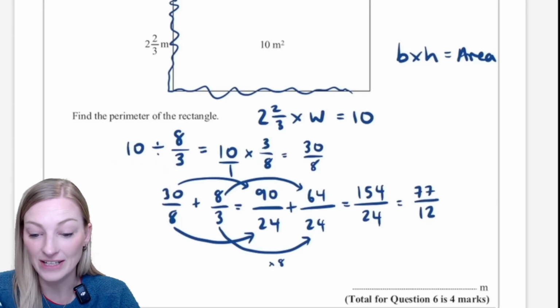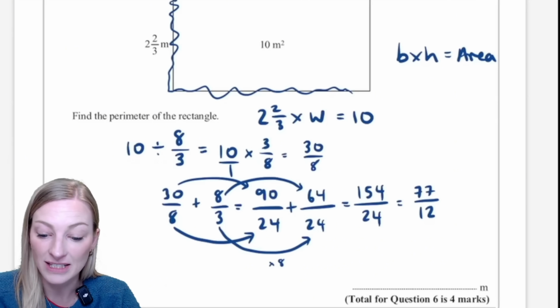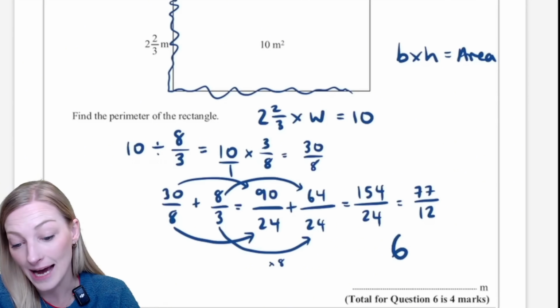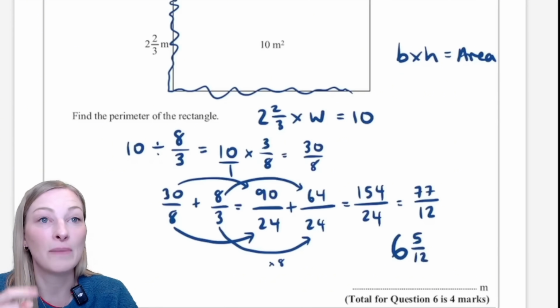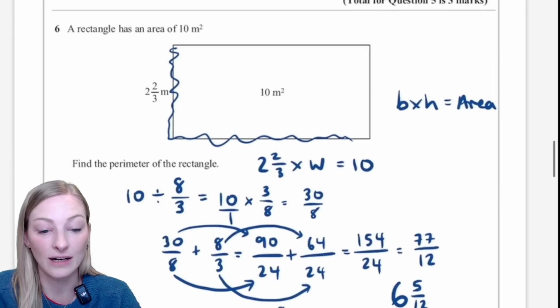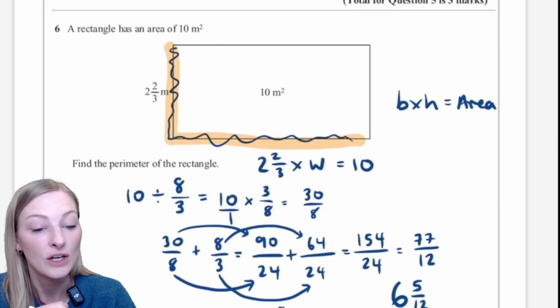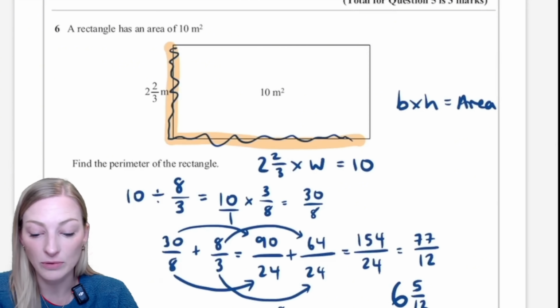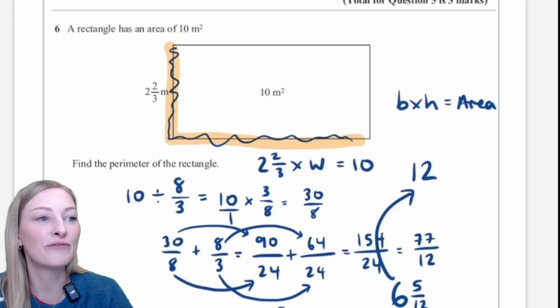How many 12s go into 77? We know that that fits in 6 times. 6 times 12 is 72. So it's going to be 6 wholes and 5 left over out of 12. Now we need to double this. Remember that we want to go all the way around our rectangle, and at the minute all we've worked out is these 2 sides. So to double this, I'm going to double the 6 and make it 12, and then I need to double 5/12.